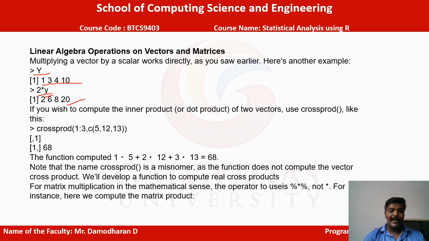Second, we will compare the ratio. We use the cross product for 1:3, which will start the range 1, 2, 3. The values 5, 12, 13 will come, and the range values are multiplied by those numbers. So 1 into 5, 2 into 12, 3 into 13, and we get the final answer 68.